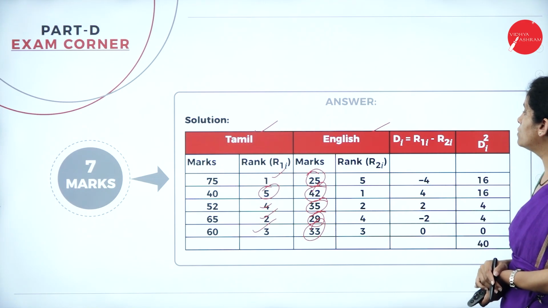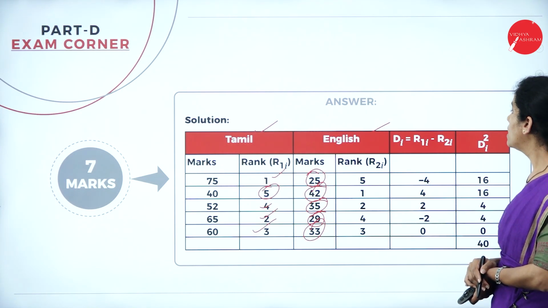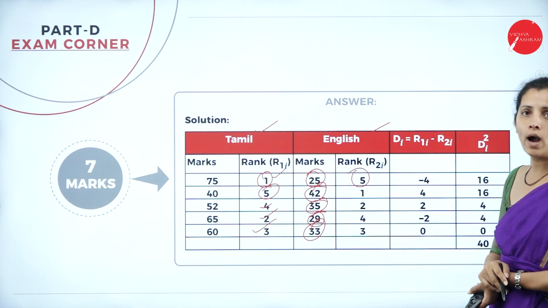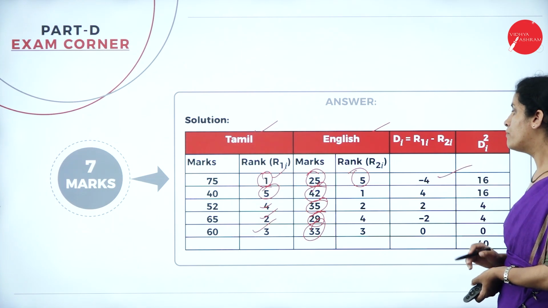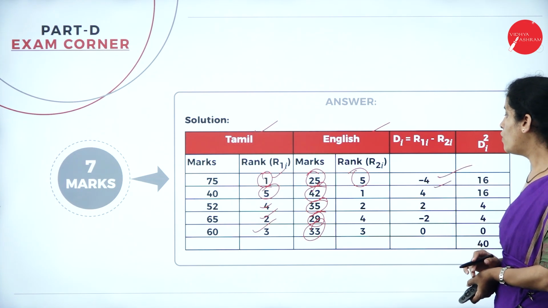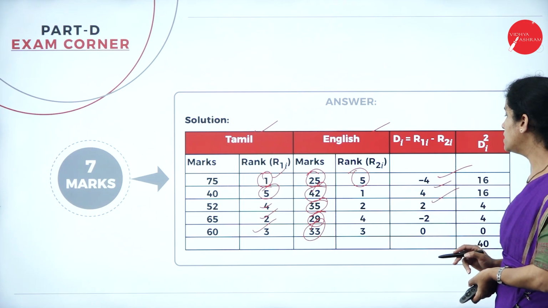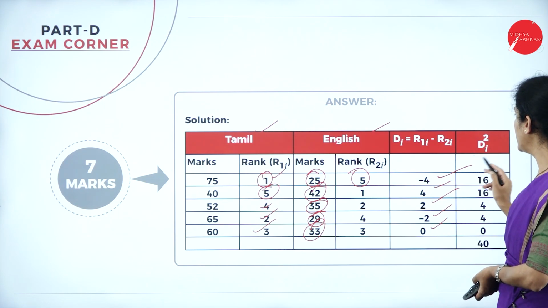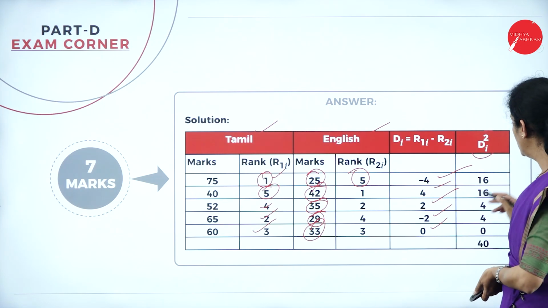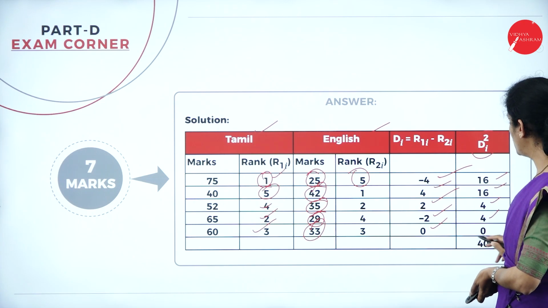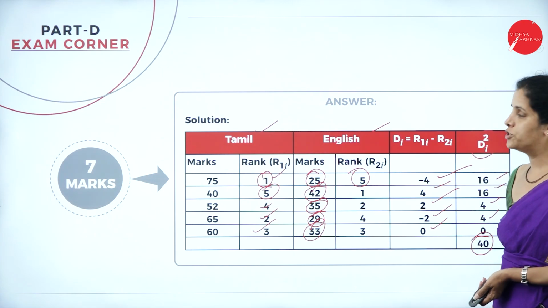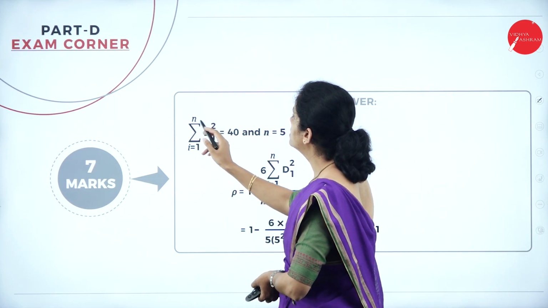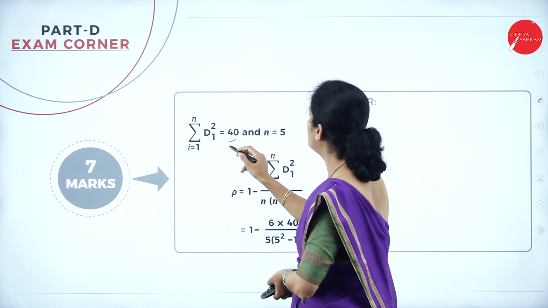Now, Di equal to R1i minus R2i. So, I want to subtract this one from this one. So, 1 minus 5, minus 4. 5 minus 1, 4. 4 minus 2, it is 2. 2 minus 4, minus 2. 3 minus 3, it is 0. And when I take D square, 16, 16, 4, 4, total is 40. Summation is 40. Now, I have the formula. Okay, summation is nothing but 40.